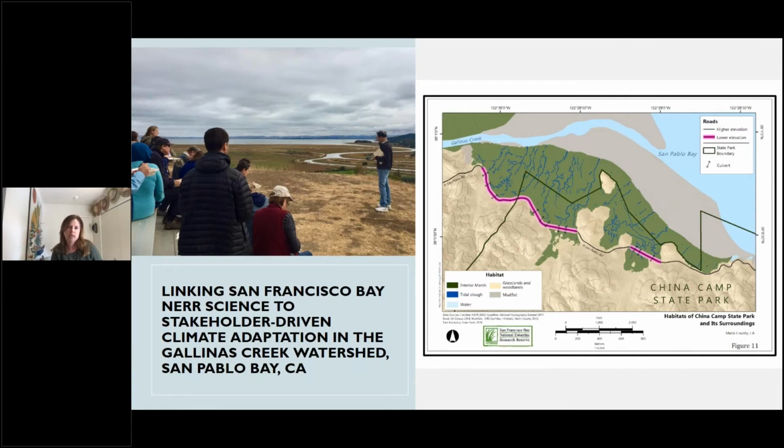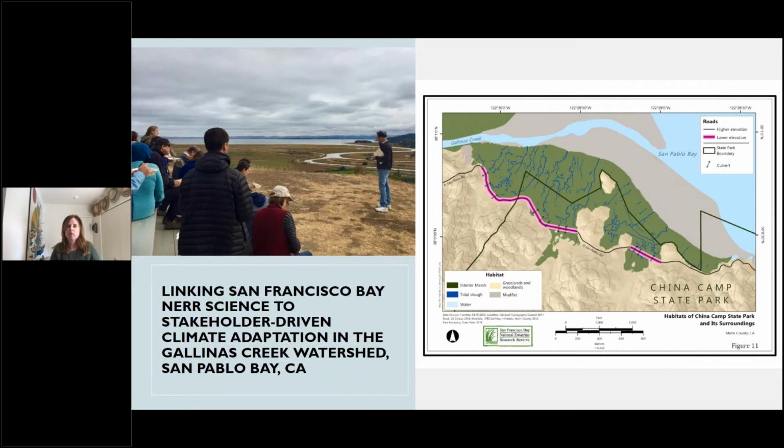So we hosted a symposium called Linking San Francisco Bay NERR Science to Stakeholder-Driven Climate Adaptation in the Gallinas Creek Watershed, San Pablo Bay, California. If you can see on the top left of the map, that's the Gallinas Creek that dumps out into San Pablo Bay. So we gathered local stakeholders for one day to highlight the resources that the NERR could provide. So instead of asking for others' help, we said this is what we could bring to this tricky problem, talking about our data, our system-wide long-term monitoring, and the educational and training opportunities that the reserve provides.